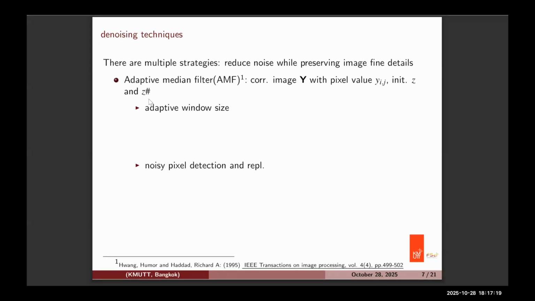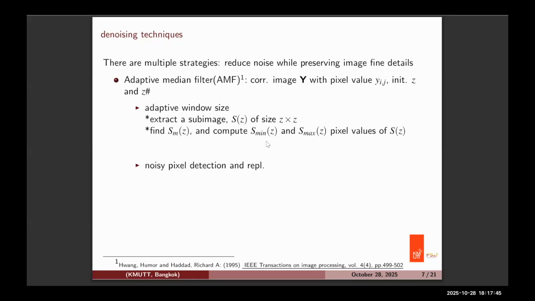So the adaptive median filter is an approach that makes use of two stages. At the first stage, it involves what we call the adaptive window size. What that means is, first, we extract a sub-image. We have the image, which is basically noisy, so we create a portion, a sub-image of that, with a particular size, let's say z by z. And then we do some evaluation over that sub-image.